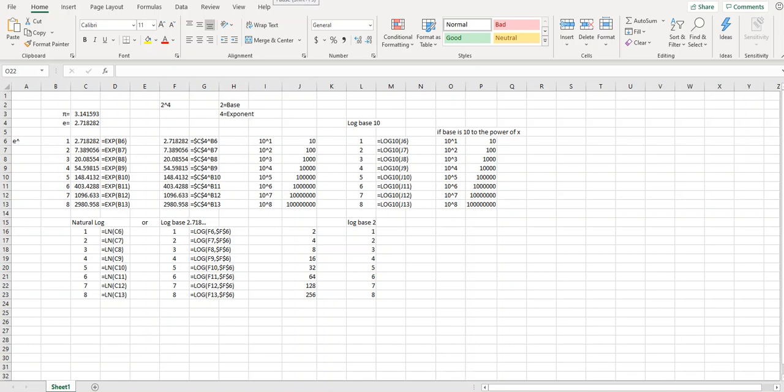Okay, so understanding logs. Logs is actually not that difficult once we understand the relationship. And we'll talk about Euler's number also. So remember, when it comes to any exponent, there's a base value and the exponent. So in 2 to the power 4, 2 is the base and 4 is the exponent. Okay, 2 is the base right here and 4 is the exponent.